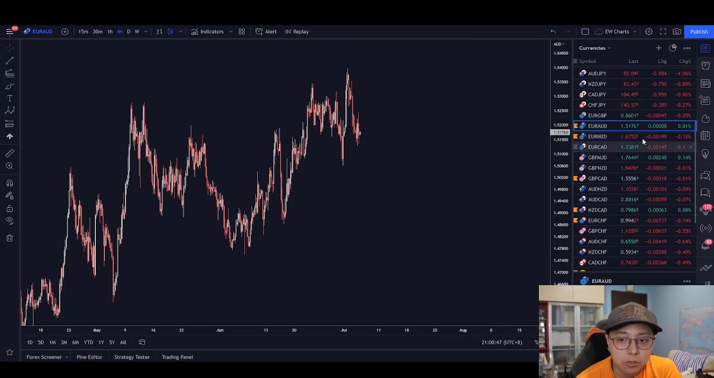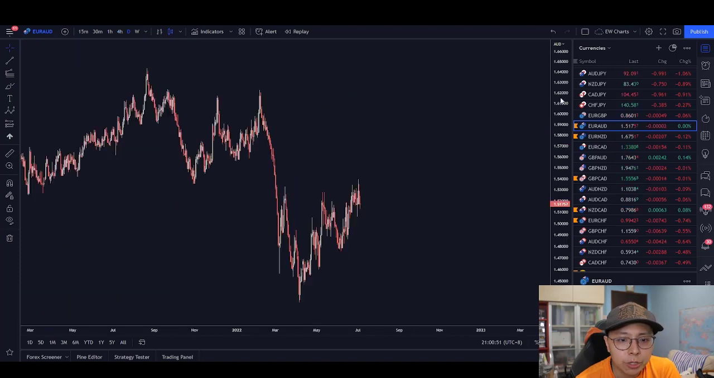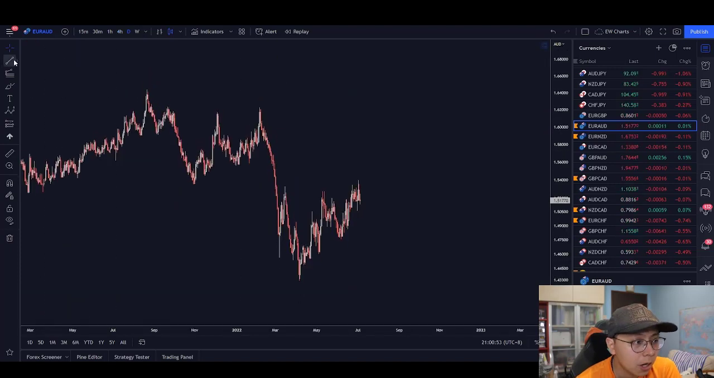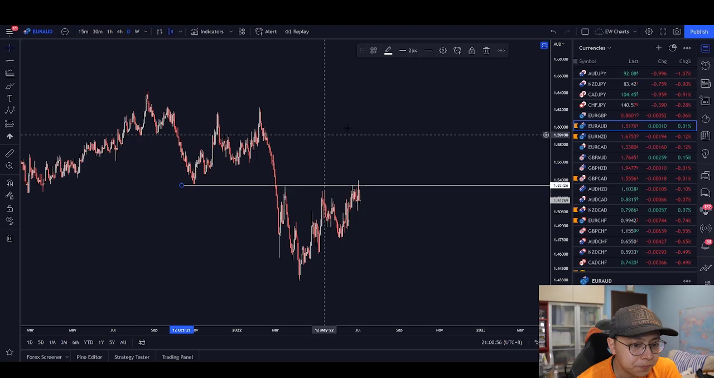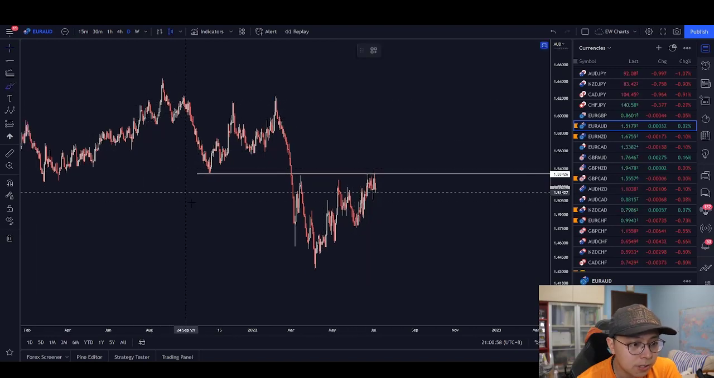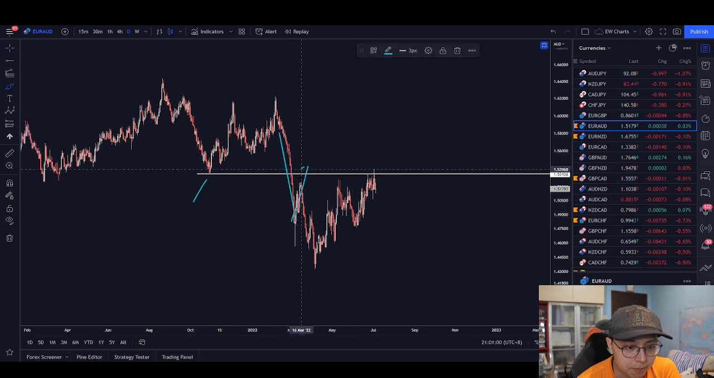First up, I'll talk about the Euro AUD and the Euro New Zealand. Showing you on the daily time frame. We are at this zone, where you can see previous support breakthrough, then it came back, retest, and retest again. Not able to break through.